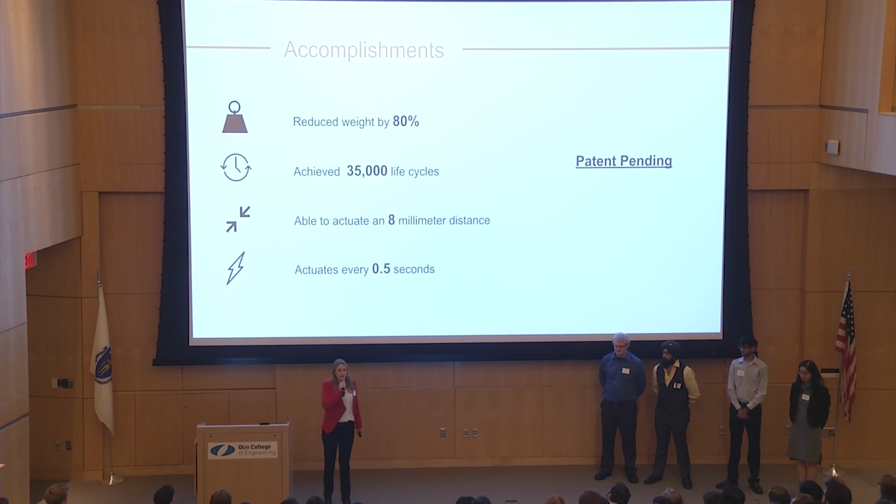So our accomplishments of this project, we were able to reduce the weight by 80%, which is a pretty great weight reduction. This was compared to a current relay that travels the same distance that ours does. As well, it was able to achieve 35,000 life cycles. We were able to actuate an 8mm distance, which is on the higher end of the actuation spectrum. And we were able to get it to actuate every 0.5 seconds. We also have a patent pending, which we are very excited about, and just filed that application.